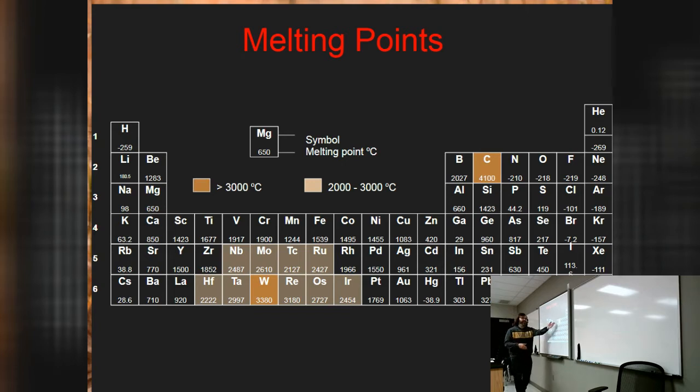Tungsten, other than carbon, which is a unique element in itself, comes in different forms, but in diamond form, carbon has the highest melting point of any element. But tungsten is second, and you can see that the elements around it also have high melting points. Tungsten is used in old style light bulbs, not the new LED light bulbs. Incandescent light bulbs use tungsten as their element of choice to produce light because of the extremely high melting point of that metal. So tungsten is our highest melting point metal, other than carbon, our highest melting point element.